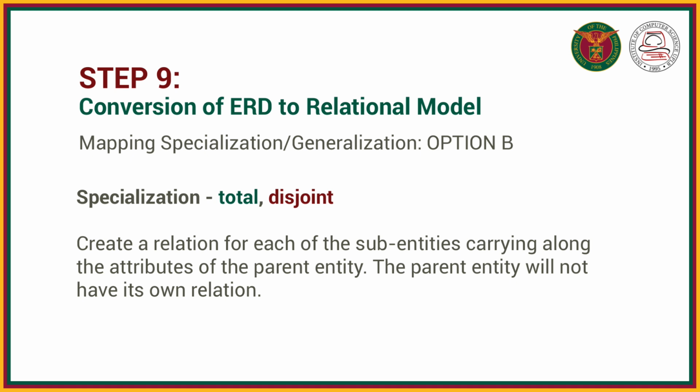Now, step 9, our option B, is for when our specialization is total and disjoint. When we say total, all members of our superclass should be part of a subclass, or should be classified into a subtype. And disjoint means an element cannot take more than one subtype or subclass. So what we can do now is create a relation for each of the sub-entities, carrying along the attributes of the parent entity. The parent entity will not have its own relation.